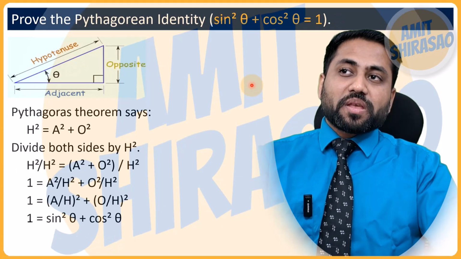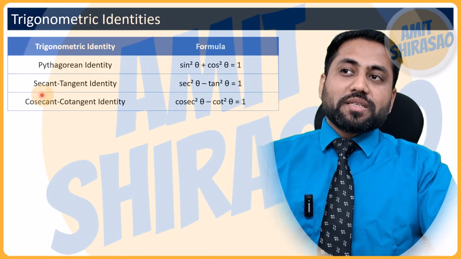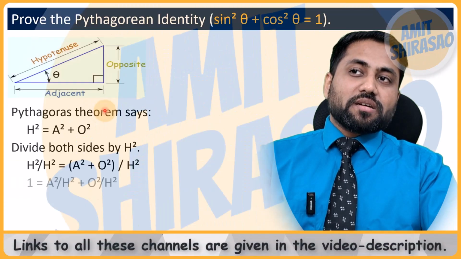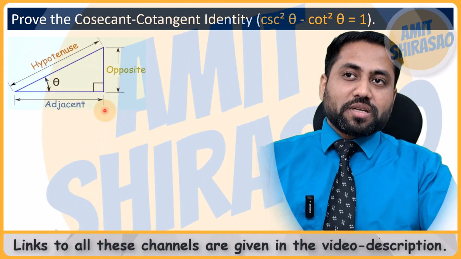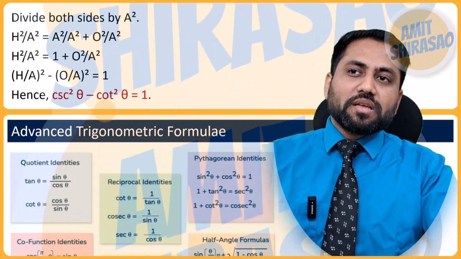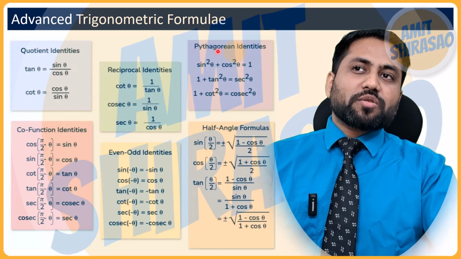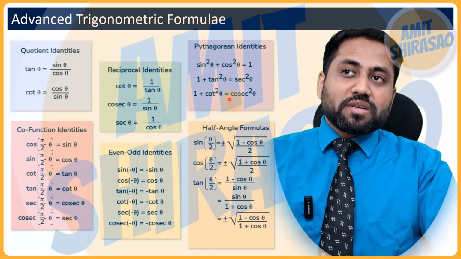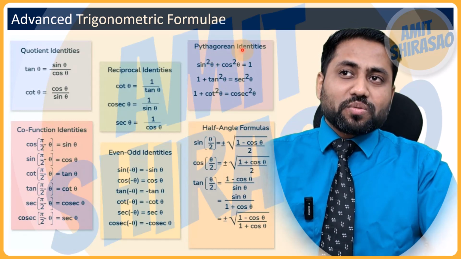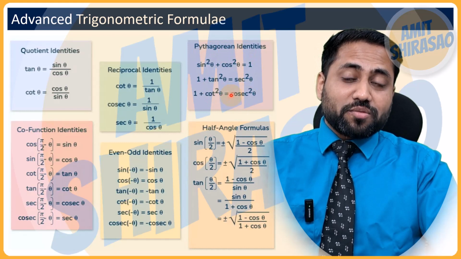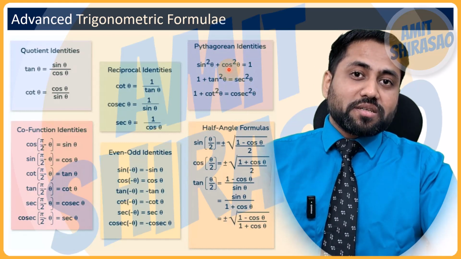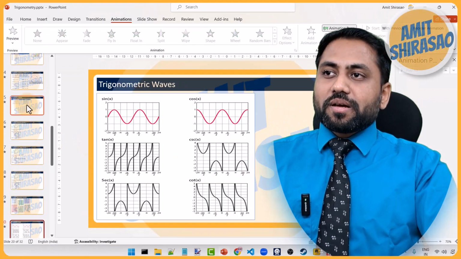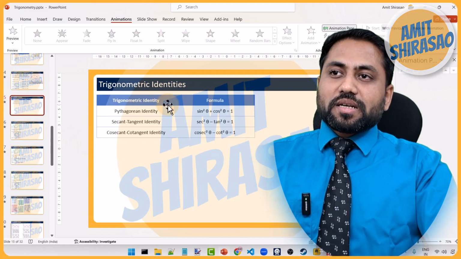If you remember, I called them the Pythagorean identity, the secant tangent identity, and the cosec cotangent identity. But in one other tutorial I found online, they are all mentioned as Pythagorean identities, and it is very logical, because all these three can be proved using the Pythagoras theorem. So I'll stand corrected. I think that is more logical.